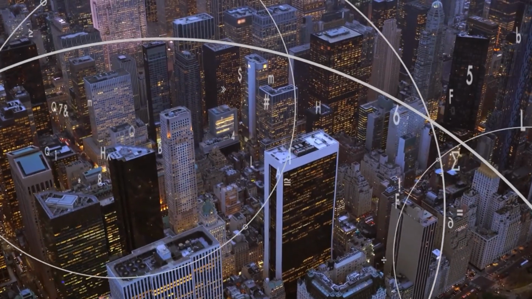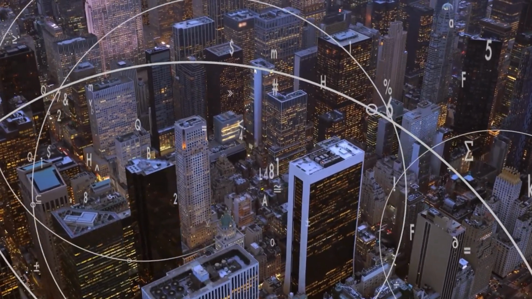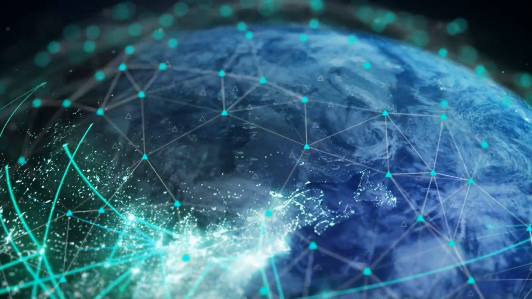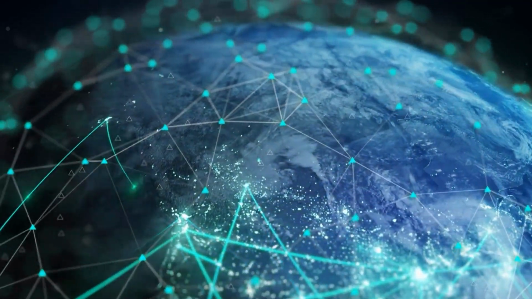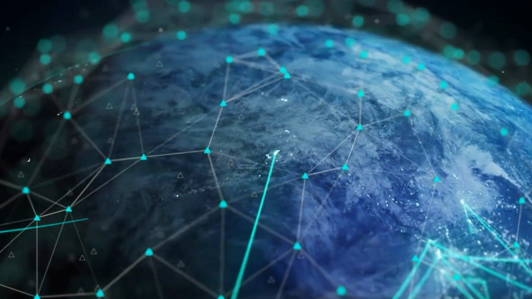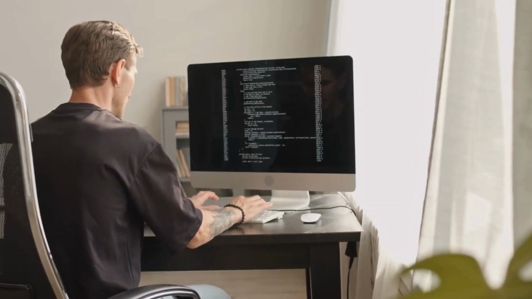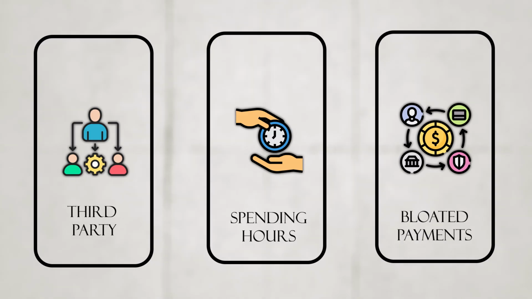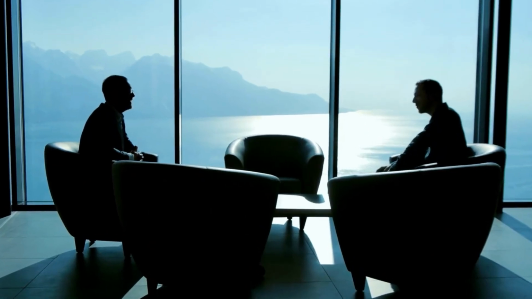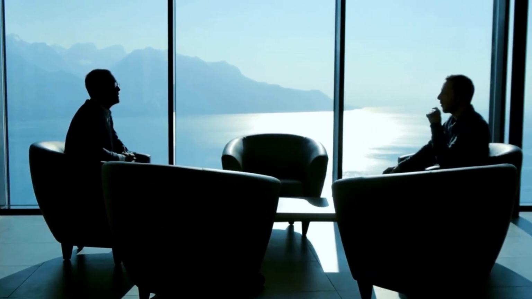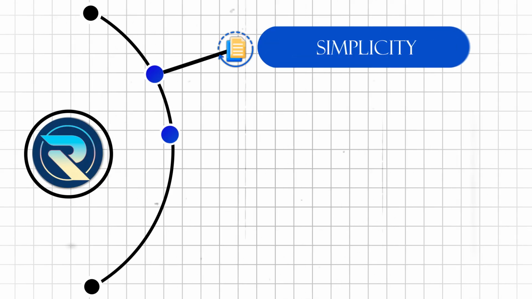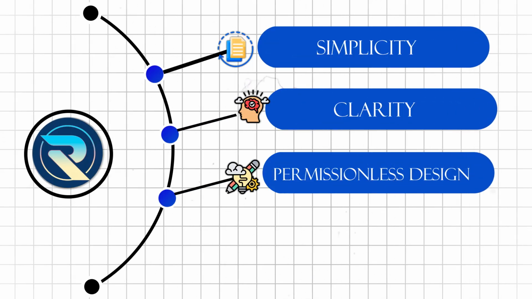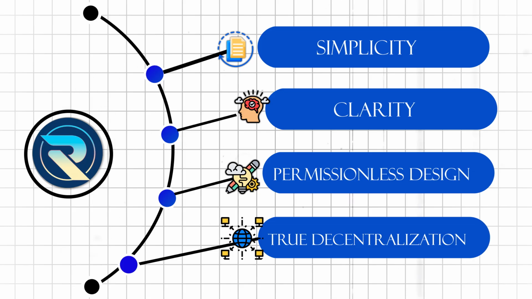Now, in a Web3 world overflowing with smart contracts, wrapped tokens, overly abstracted wallets, and centralized bridges disguised as decentralized solutions, we felt developers needed something different, something cleaner, something that doesn't require third-party gateways or spending hours wrestling with bloated payment processors. So we created an SDK that embodies the same ethos that defines the Radiant ecosystem: simplicity, clarity, permissionless design, and true decentralization.